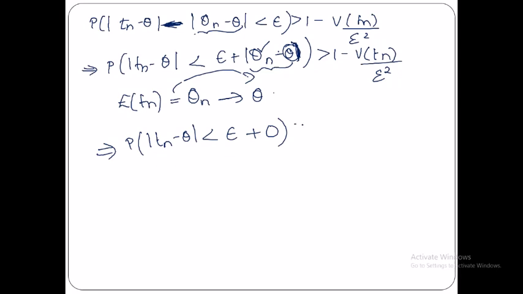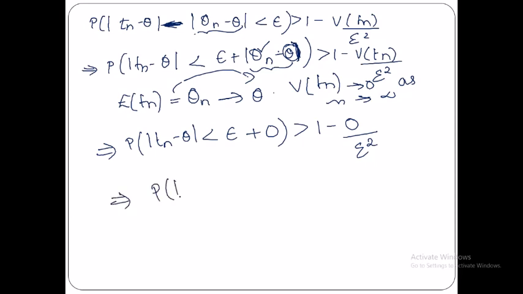Which implies probability of modulus Tn minus theta less than epsilon plus 0 is greater than 1 minus, we had another condition, variance of Tn tends to 0, and both these conditions are satisfied when n tends to infinity or n is considerably large. So if n tends to infinity, this side becomes 0 divided by epsilon square, which implies that probability of modulus Tn minus theta less than epsilon is greater than 1. Now have you seen this anywhere? Yeah, this is the condition for consistency.